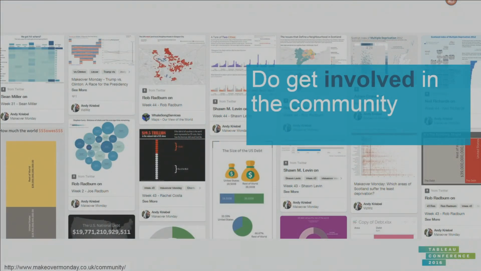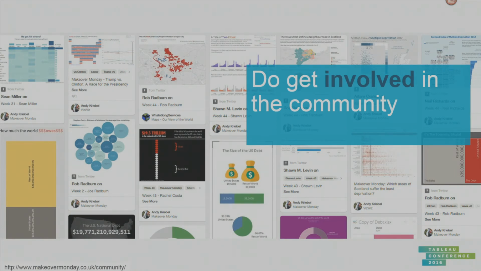So get involved in the community. Everybody here at this conference is part of the Tableau community. And I think everybody at this conference will agree that the Tableau community is pretty amazing. We've just had like 5 days of insane conferencing. And that's not a real word, but it is right now. So get involved in the community.